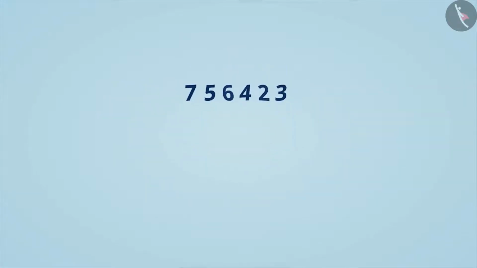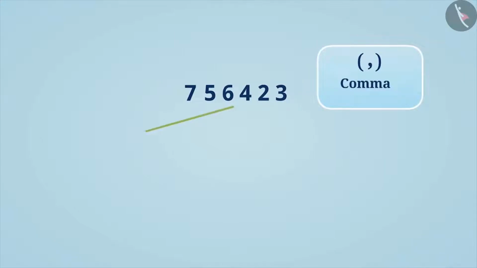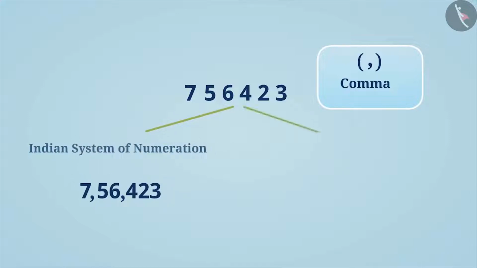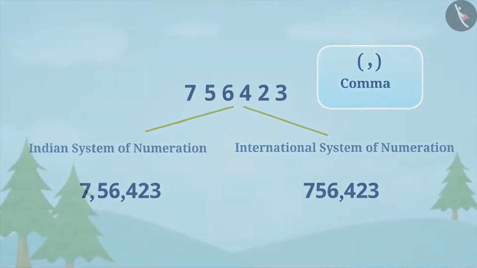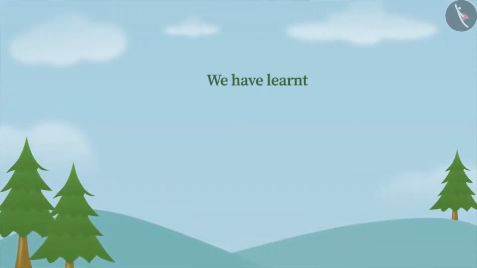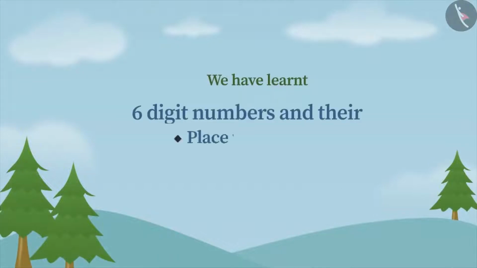Large numbers can be read and written easily with the use of indicators like the comma. To read large numbers, we use the Indian system of numeration or the international system of numeration. In the following videos, we will learn about this in detail. Today, we learned about numbers up to 6 digits, their place values, and expanded forms. In the next video, we will understand the same with some more examples.